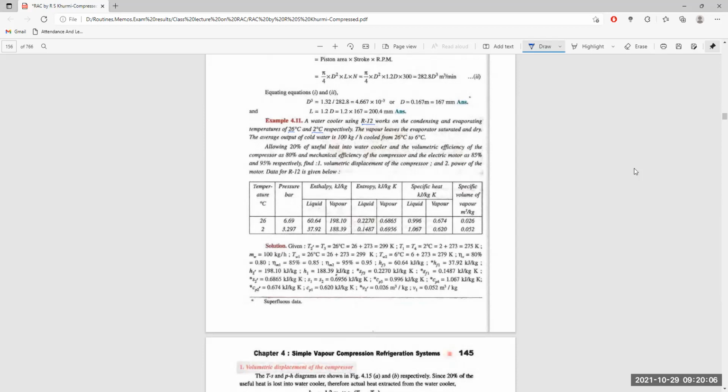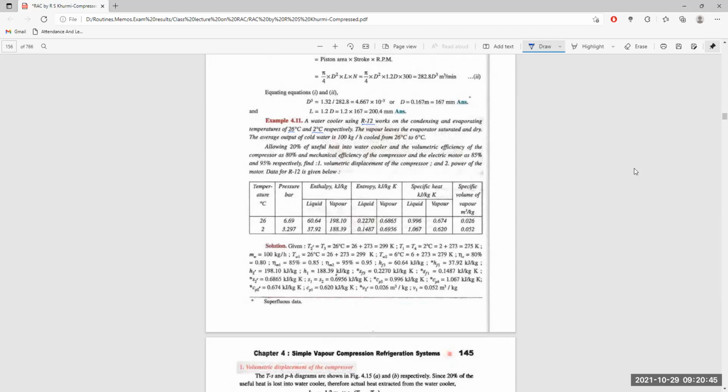which is the evaporating temperature. Now, another part of the problem: 20% of the useful heat goes into the condenser cooler, the volumetric efficiency of the compressor is 80%, and the mechanical efficiency of the compressor and the electric motor are 85% and 95% respectively. So we are using two more efficiencies. One is volumetric efficiency, which means the full volume cannot be compressed. If it were 100% compression, then V1 by V2 would be 100%, meaning total reduction in volume, but it's not like this. It is 80% of it.